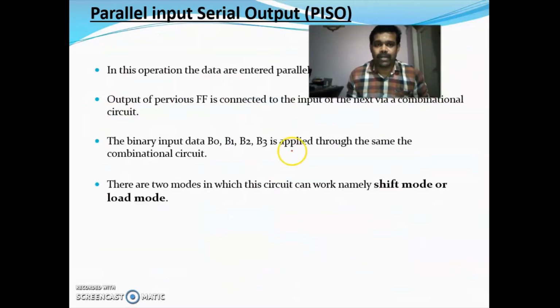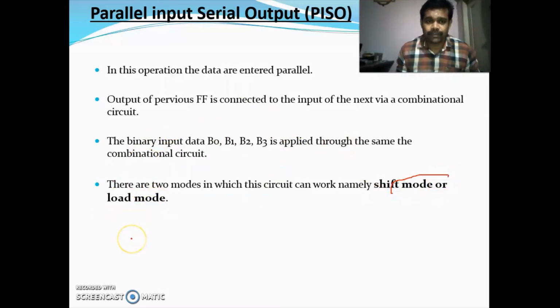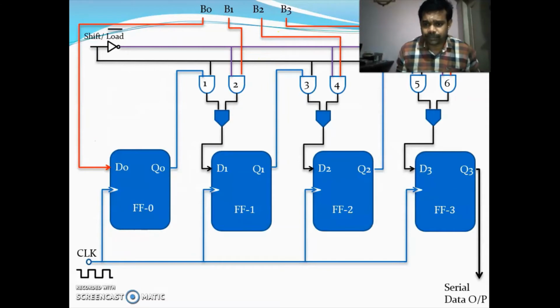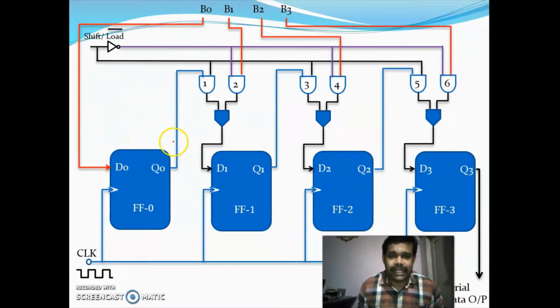Okay. Now parallel in serial out. Here you are giving the inputs in parallel and getting the output in serial. There are two modes: shift mode and load mode. So this is the circuit diagram of the parallel in serial out shift register.